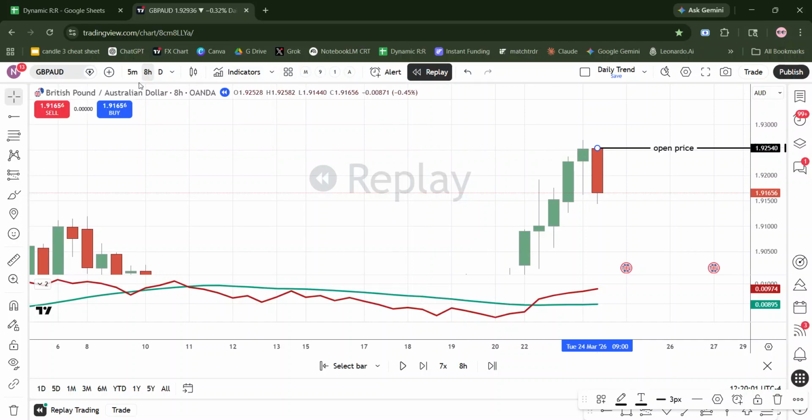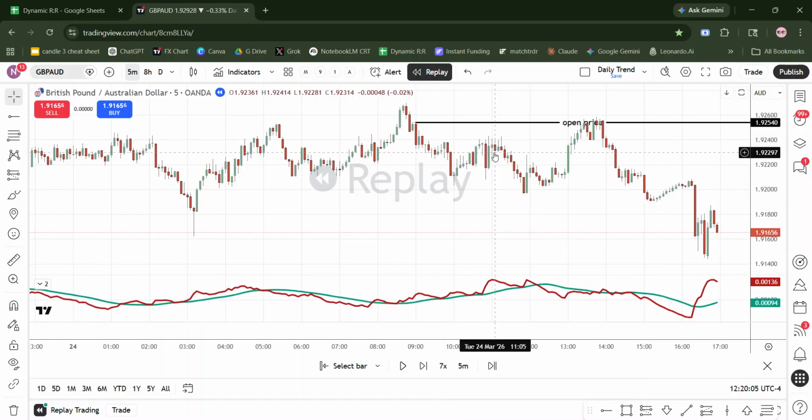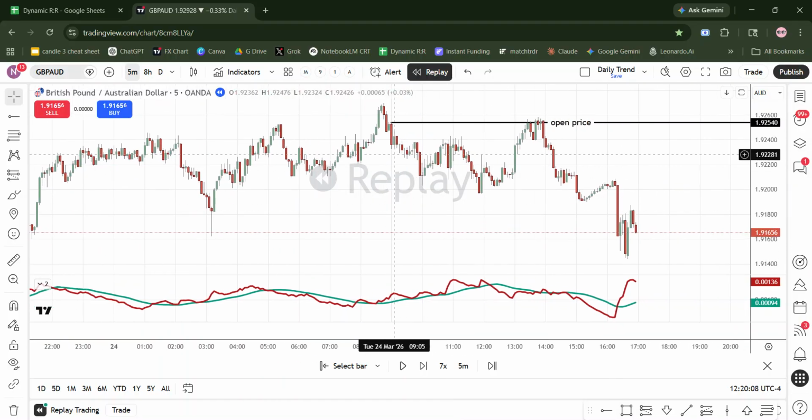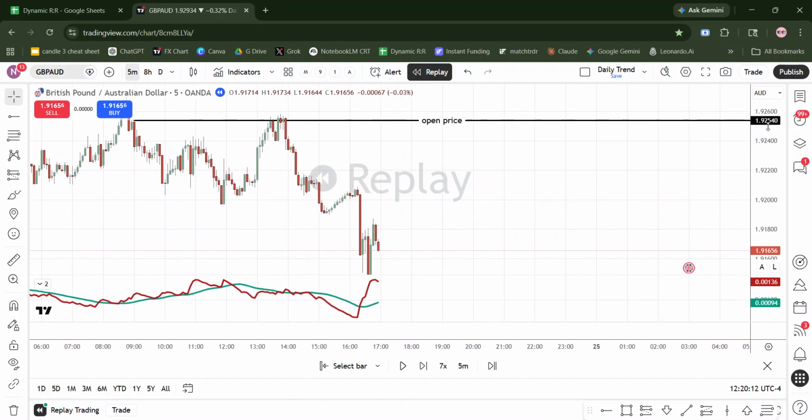Now let's drop down to the 5 minute and see what it showed there. So okay, this was the 9 a.m. open, and right at 9 a.m. we do see, flip everything out but that.